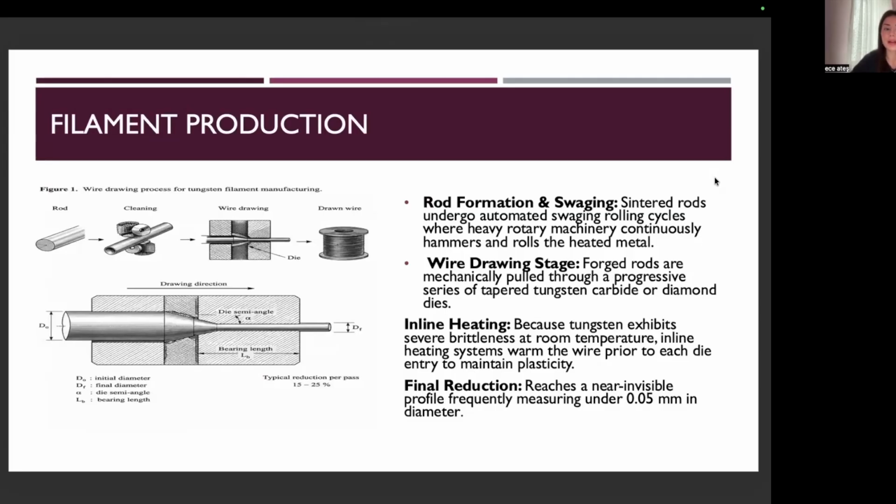After sintering, the tungsten enters the wire drawing stage. During wire drawing, the tungsten rod is pulled through a series of progressively smaller dies. Each die reduces the diameter of the material until an extremely thin wire is produced. Because tungsten becomes brittle at room temperature, heating systems are used throughout the process to maintain sufficient plasticity and prevent cracking. The final wire often reaches diameters smaller than 0.05 millimeters.